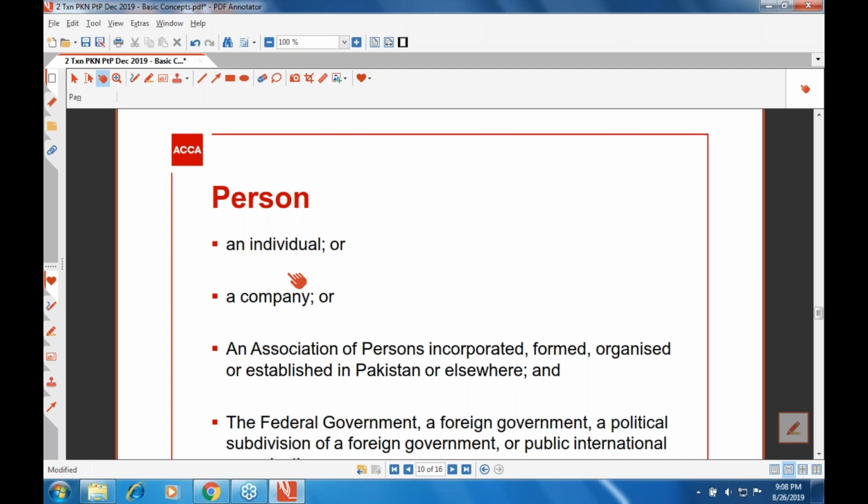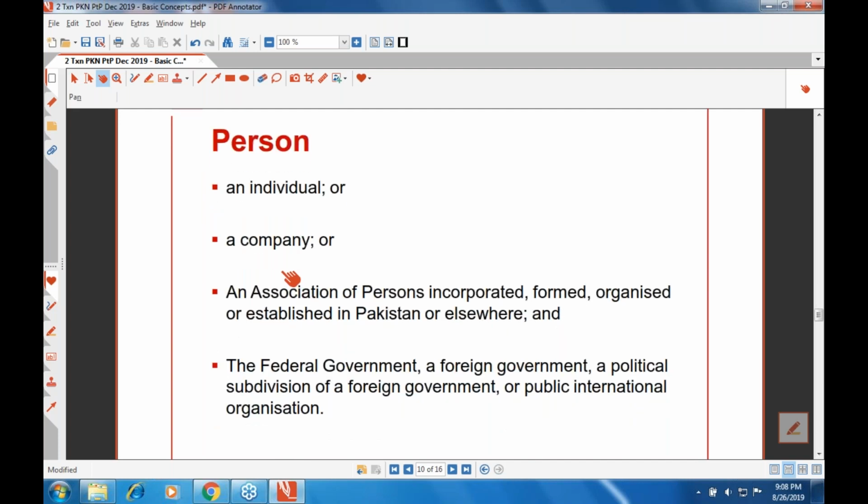let's move forward. When we talk about taxability, the important thing is there is a concept of person. Now, what do you mean by person? When the government imposes tax, upon whom do they impose tax? They impose tax upon a person. Now, who is a person?